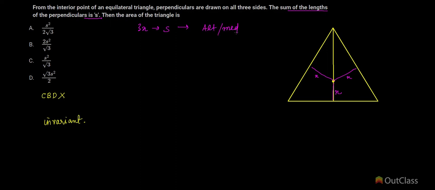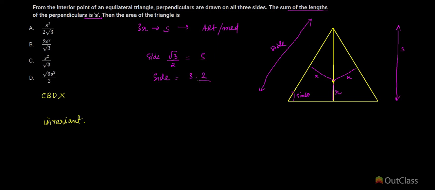So essentially the question boils down to, you have an equilateral triangle. If the median is S, then the area is how much? Now median or altitude, if the altitude is S, the area is how much? We know that this is S. Using some basic trigonometry you can find this, because this side into sine 60 is going to be this altitude. So side into root 3 by 2 is S, which means side is S into 2 by root 3.